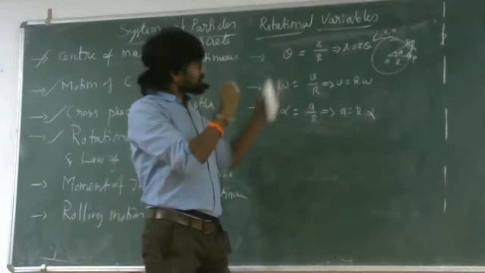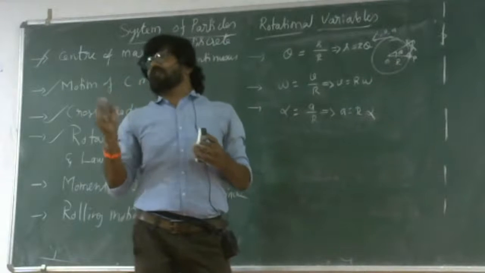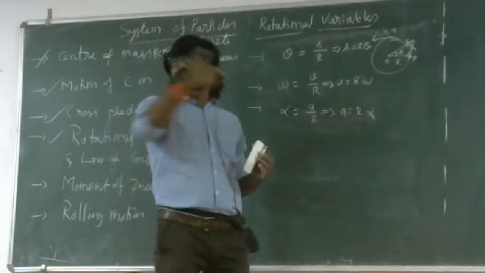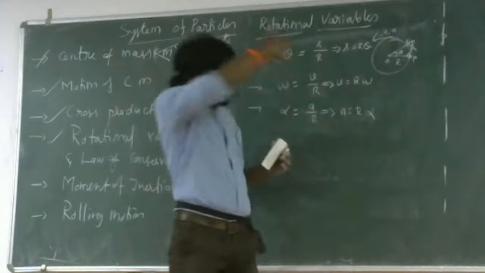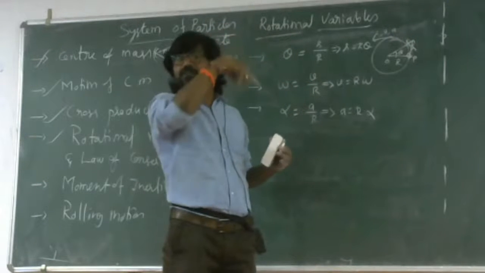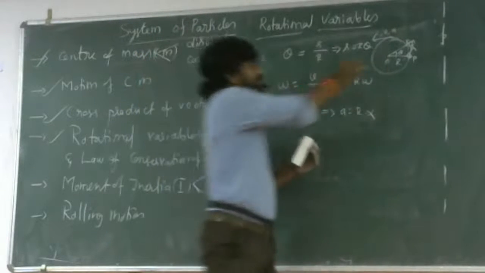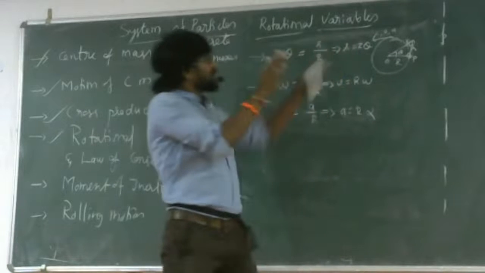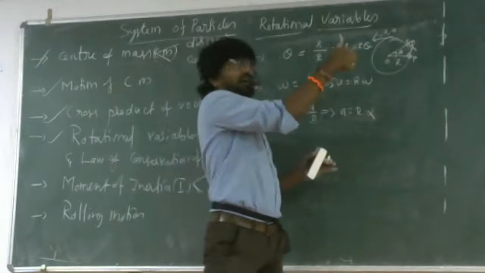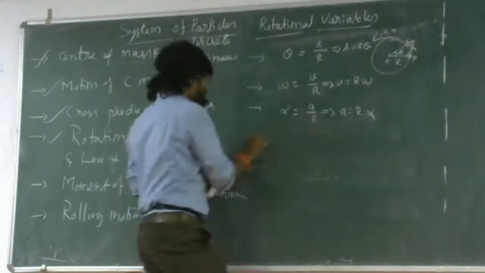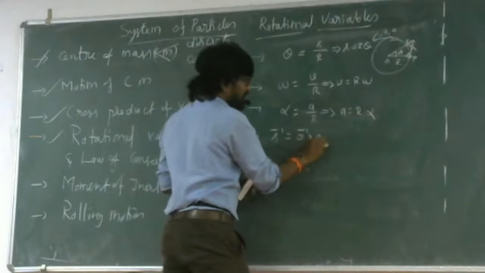According to this, all angular variables are called axial vectors. They act along the axis, so they are called axial vectors. Theta, omega and alpha act along the axis of rotation. For a circular path, the axis is a line passing through the center and perpendicular to the plane. To give the direction of S, theta cross R will give you that. So in vector form, S vector is equal to theta vector cross R vector.